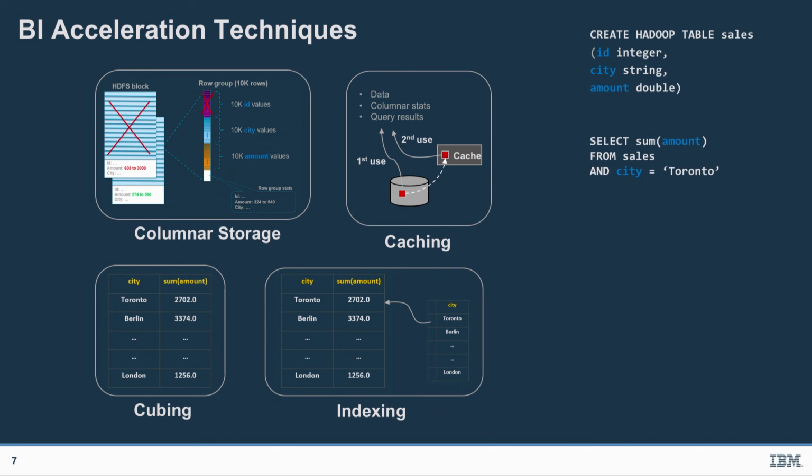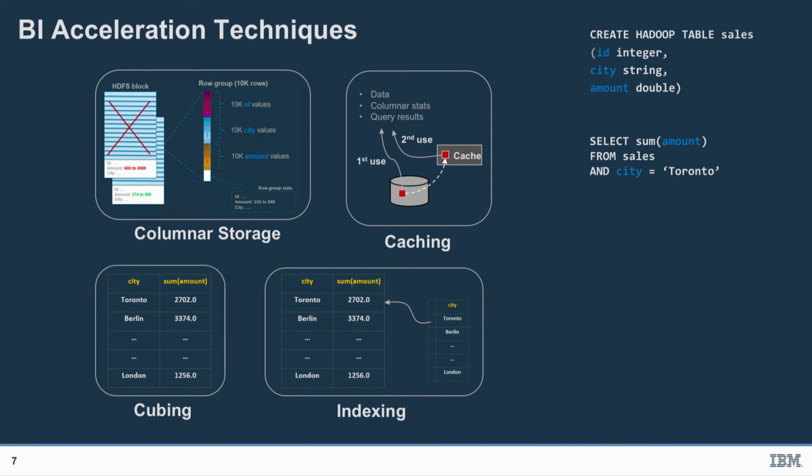Caching, I'm sure that everyone is familiar, but in the BI context, there are multiple kinds of caching. There is data caching, which is the one that we are most familiar with. You put data in memory so that next time you don't have to go back to disk to fetch it again. But there is also statistics caching.